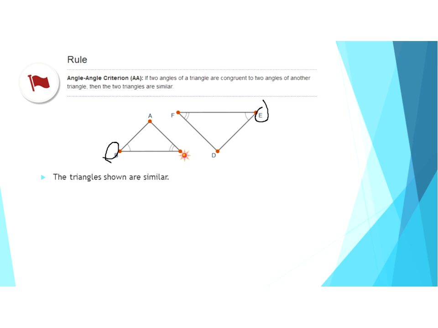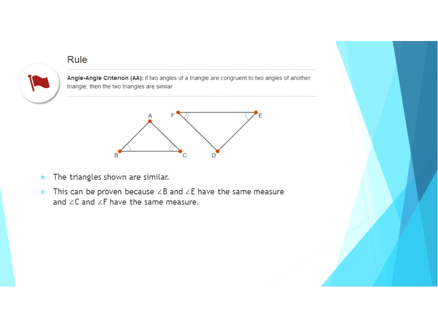So if these two angles match these two angles, that means that A and D also have to be the same because they'd all add up to be the same number, and then that subtracted from 180 would give us the measurement for D and A, and it would have to be the same. So because of that, these two triangles are similar, even though they are different sizes, because similar triangles can be different sizes.